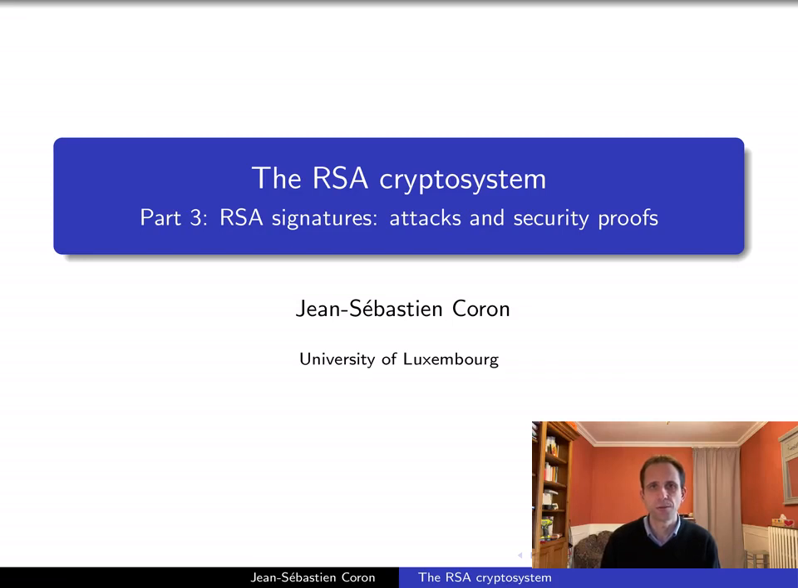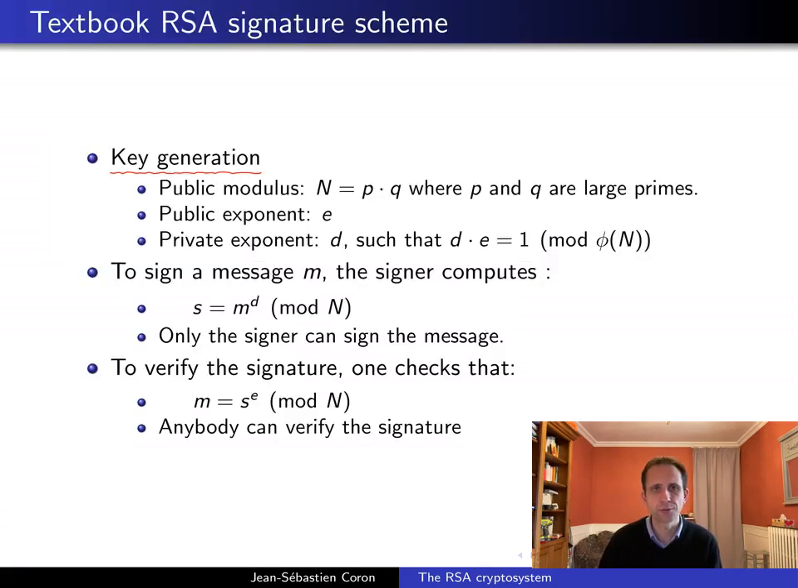So this is the third lecture on the RSA cryptosystem. And in this lecture, I'm going to describe the main attacks against RSA signatures and how to have provable security for RSA signatures. So let me first recall the textbook RSA signature scheme that we have already seen before.